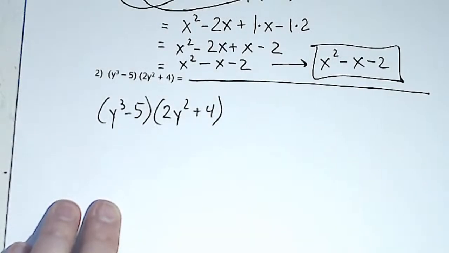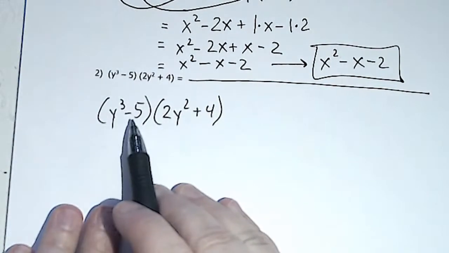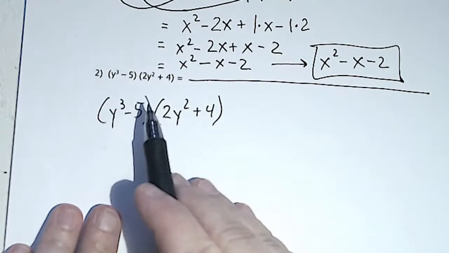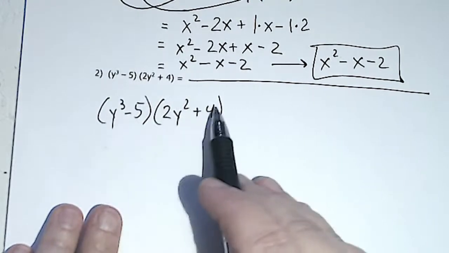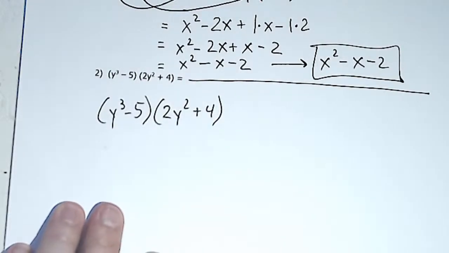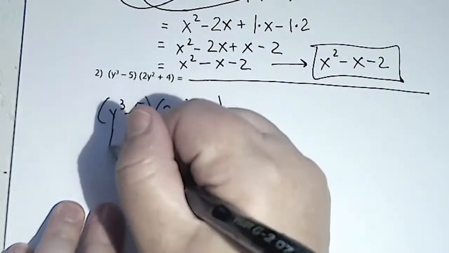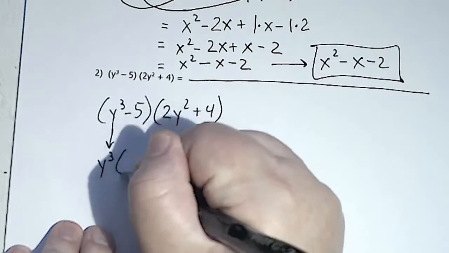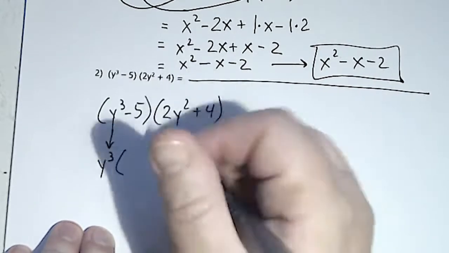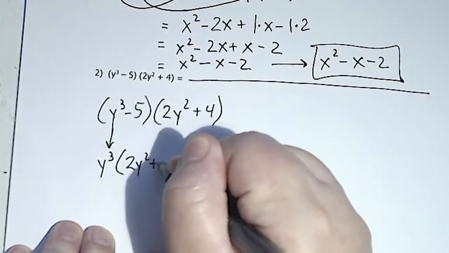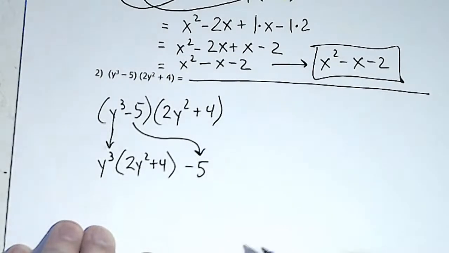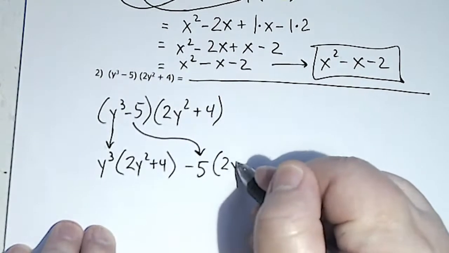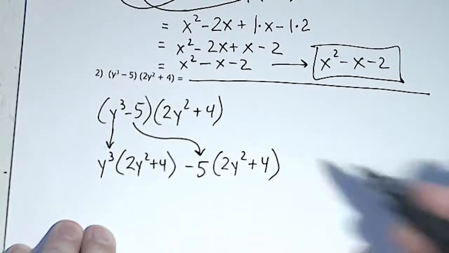So again, I'm going to choose to split up the first binomial. Here's the thing. It doesn't matter. As long as you're consistent, you could split up the first one or the second one. Totally up to you. I'm going to split up the first one. So the y cubed is going to come here times its whole 2y squared plus 4. And the minus 5 is going to come right there with its own 2y squared plus 4.